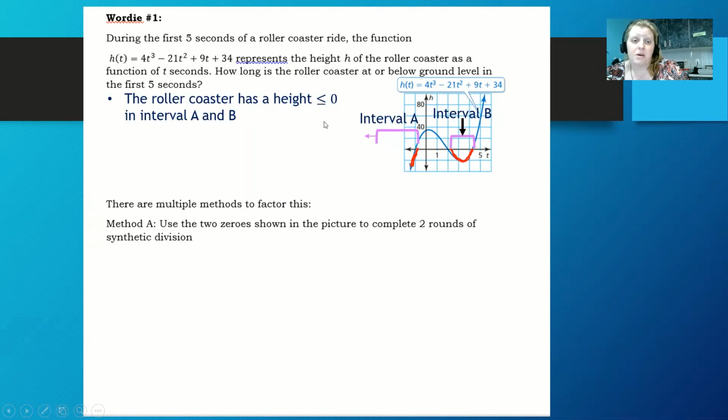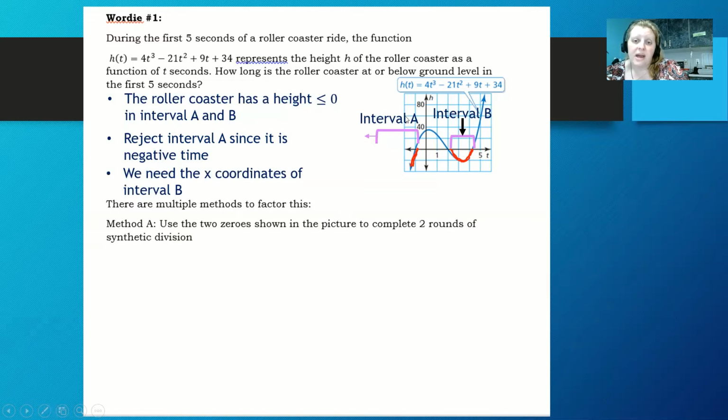And then I'd make a few conclusions, and I would say to myself, I know the roller coaster is less than or equal to 0 feet tall at interval A and B. However, because T stands for time on the roller coaster in this problem, I'm going to reject interval A because I can't ride the roller coaster for like -5 seconds or -1 second. So I'm not going to include interval A when I go to figure out my answer.